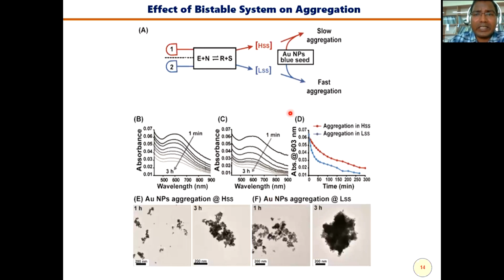To check the aggregation of the nanoparticle using this bistable system, we did the experiment which gives separately the high steady state and low steady state. In that case, we seeded the gold nanoparticle blue seed, which gives slow aggregation in the high steady state case and fast aggregation in the low steady state case, which we monitored by UV over time. You can clearly see here that aggregation is high in the low steady case compared to the high steady case. This we also confirmed by the TEM images.